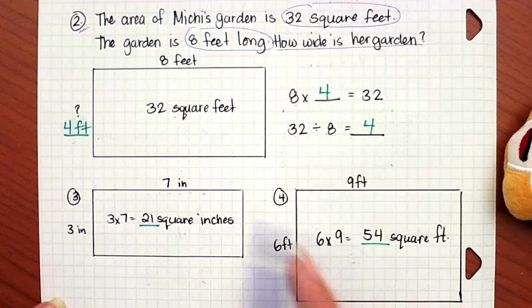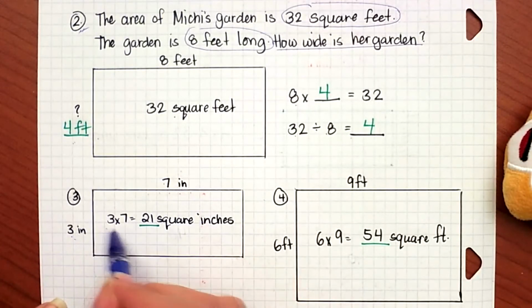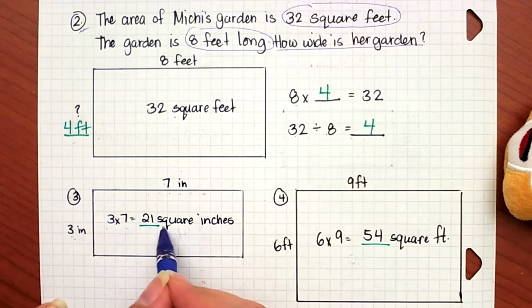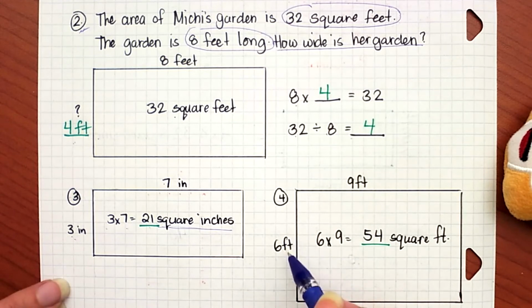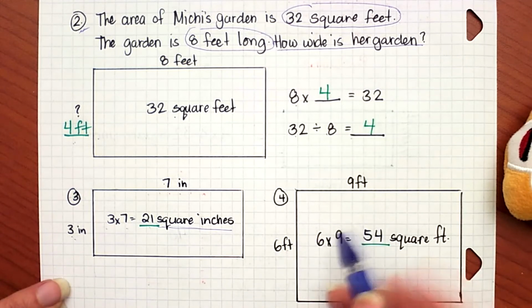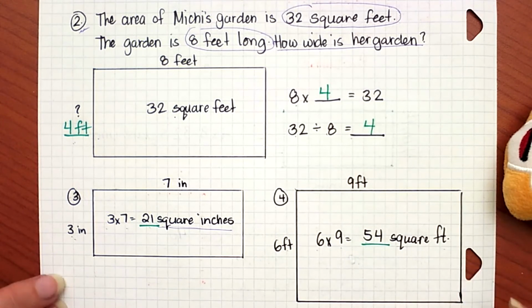For numbers 3 and 4, they gave us the measurement of the sides and they asked us to find the area. So the first thing that I did was I took 3 inches times 7 inches. 3 times 7 is 21. And I had to make sure to use my area units, which is square inches. Here we had 6 feet times 9 feet. So 6 times 9 is 54 square feet.